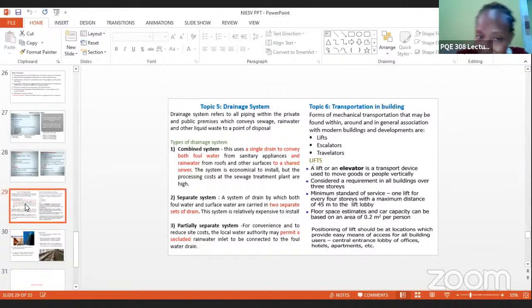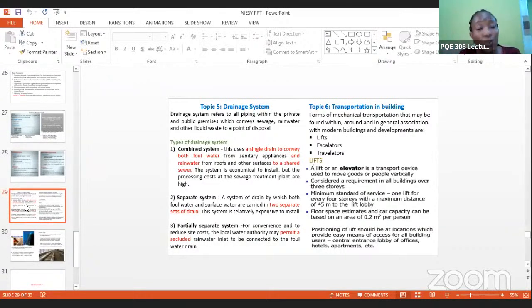So the drainage system refers to all pipings within the private and public premises, which conveys sewage, rainwater, even rainwater. When it is raining, we collect some, some goes to the gutter, some goes to the sea, some will just run off like that.